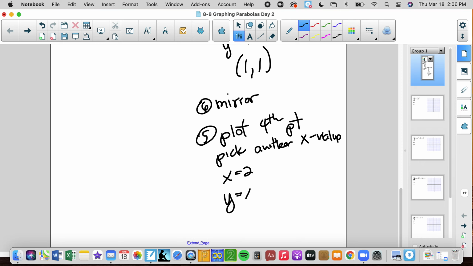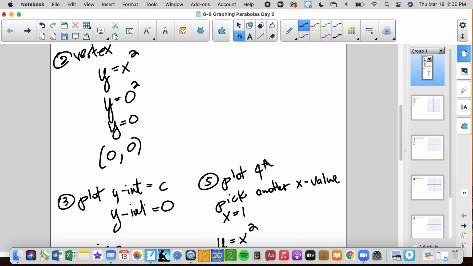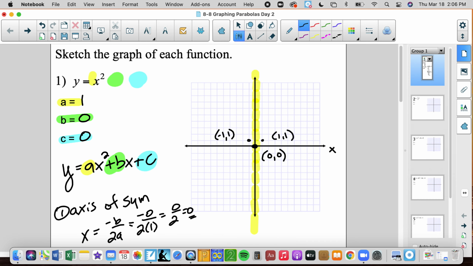I'm going to plug it into the original equation, y equals 2 squared. 2 squared is 2 times 2, which is 4. So I get the point 2, 4. So 2 on the x, 4 on the y, 1, 2, 3, 4. That is 2, 4. And it's 2 away from the axis of symmetry, so I'm going to go 2 away on the other side of the axis of symmetry, which takes me to -2, 4. And now I'm going to connect the dots, put arrows on it, and I am done.